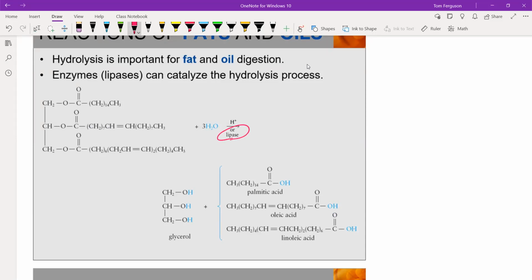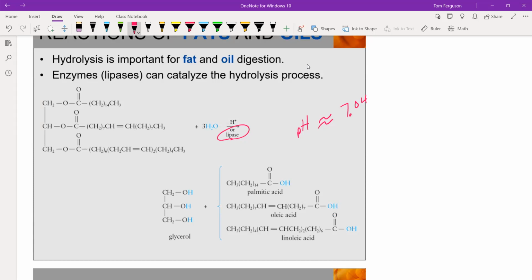Lipase is the enzyme that breaks apart esters, and usually it's associated with triglyceride esters. So this happens in your small intestine, and it requires a pH of around 7. Physiological pH is 7.4 just in general, and it varies. But basically, lipase requires a pretty neutral environment.